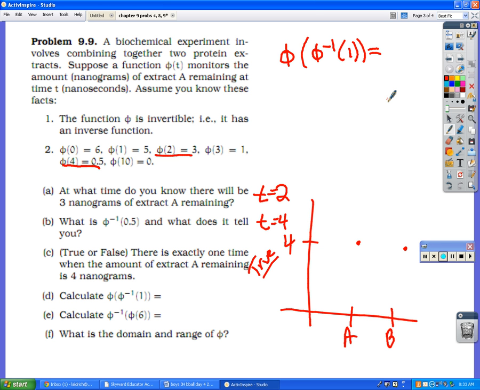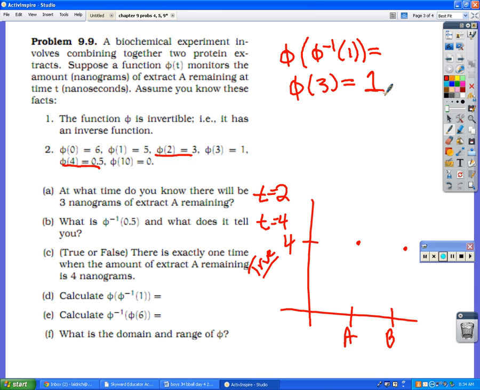Phi inverse of 1, remember that's going to be this guy right here. Instead of looking at what you get when you plug 1 into the function, you look at where you get 1 as an answer, and where you get 1 as an answer is at 3. So phi inverse of 1 is 3, and now we need to figure out what phi of 3 is. What's phi of 3? 1.